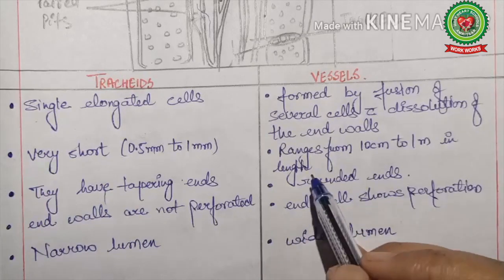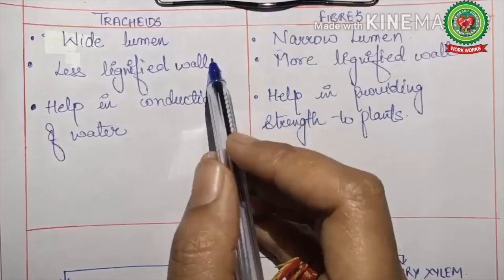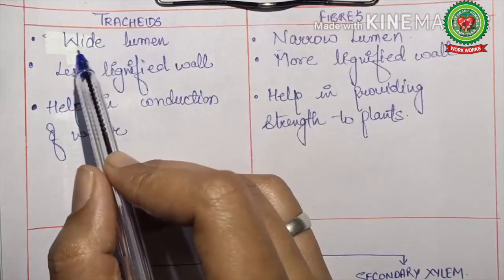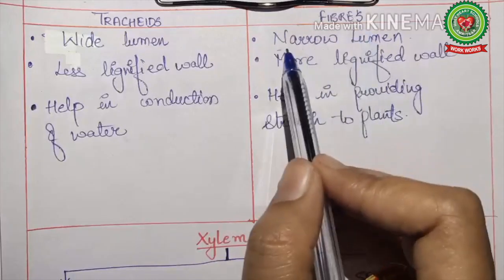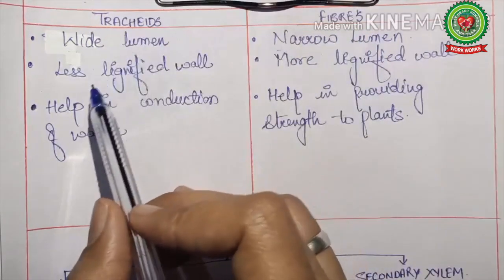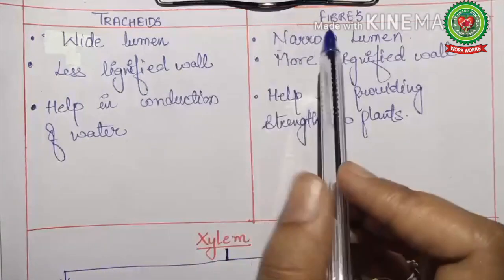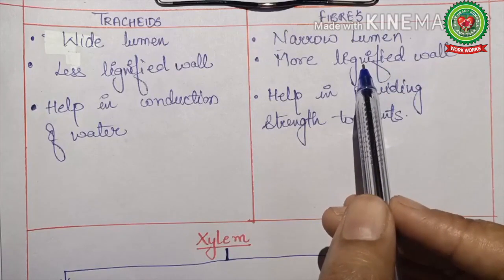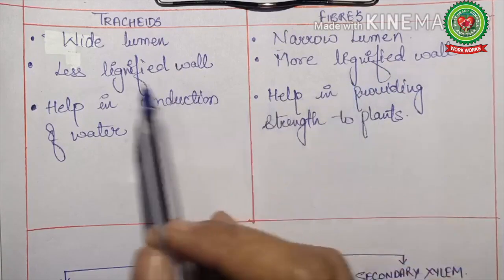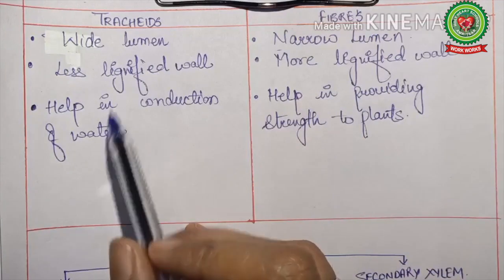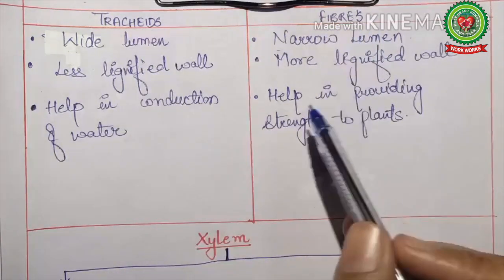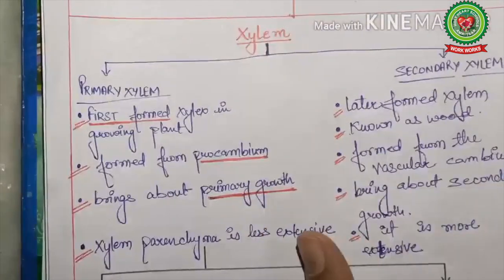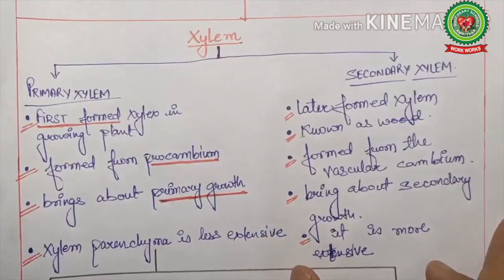Now next we will discuss the difference between tracheids and fibers. Here you can see the difference between tracheids and fibers. Tracheids are the structures with wide lumen, whereas fibers are the structures with narrow lumen. Tracheids are less lignified as compared to fibers. Fibers are more lignified as their basic function is to provide tensile strength to plant. Tracheids help in conduction of water, that is the basic function, but fibers help in providing strength to the plant.